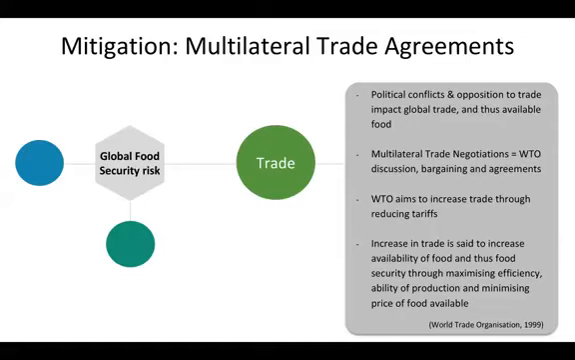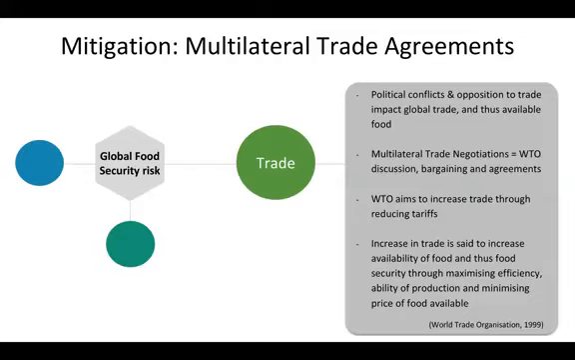A mitigation strategy of holding multilateral trade negotiations was chosen. Multilateral trade negotiations involve detailed rounds of discussion and bargaining on trade topics, predominantly on tariffs between member nations of the World Trade Organization, known as the WTO. These negotiations are seen to have global impact as they involve over 150 contracting countries, who must all abide by the actions that are agreed upon during the round.